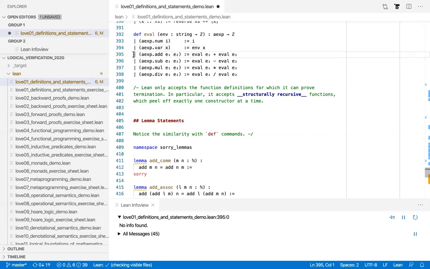And then the last 4 cases are straightforward, right? You just evaluate recursively the 2 arguments, and then you apply the corresponding Lean operator: plus, minus, times, divides.